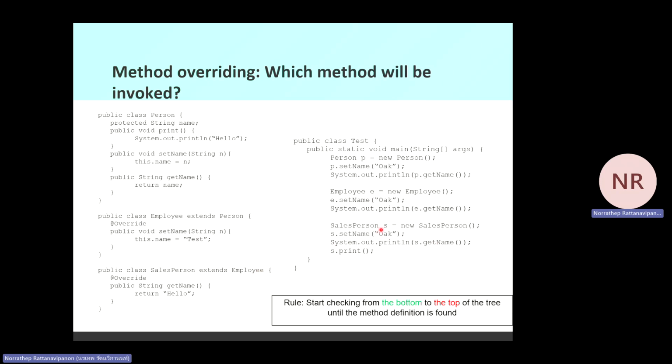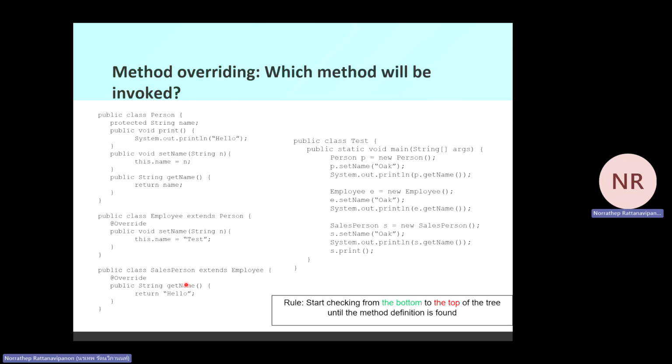Lastly, if I create a salesperson object, S, and I do setName, Oak. Even though this salesperson extends the employee, it doesn't override the setName method. So the setName method here will correspond to Employee's setName, not the Person's setName. So it has two options here: setName for employee and for the person.